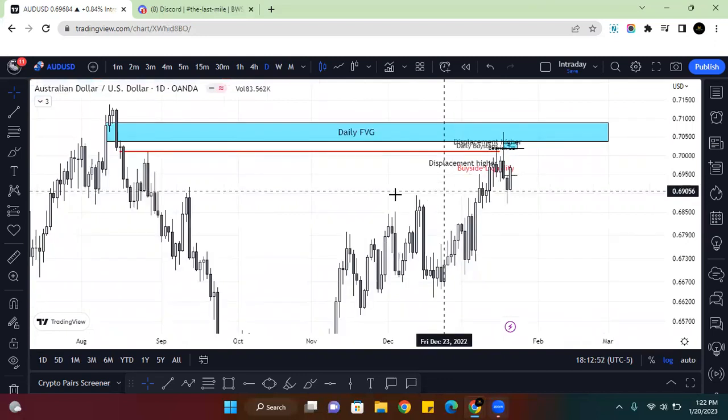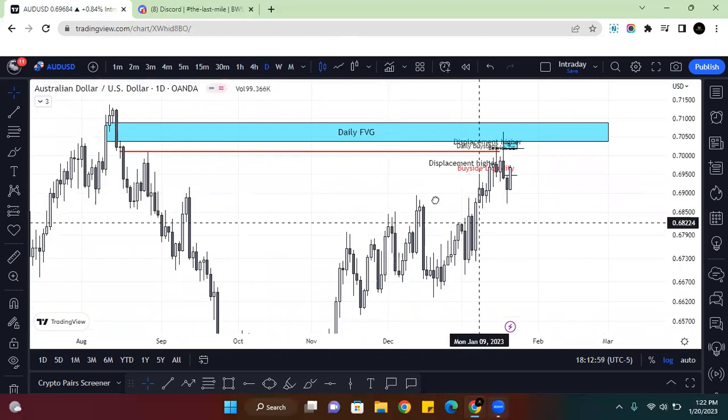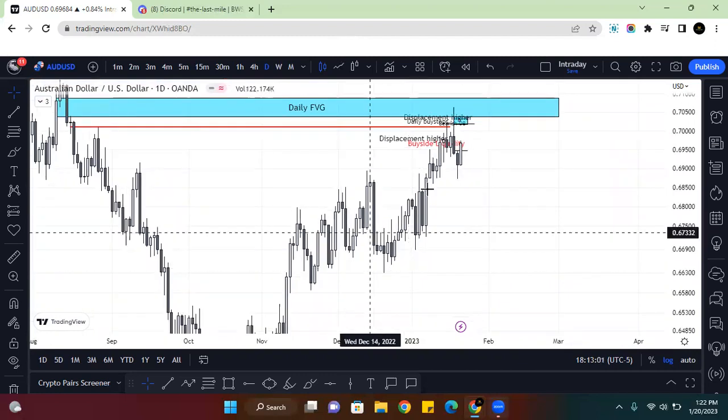And it was a pretty easy trade. Drop it in the chat box if you get that. I didn't take it, but this is a pretty easy setup. Just from a daily point of view, obviously know the draw on liquidity is going to be all of these lows right here.